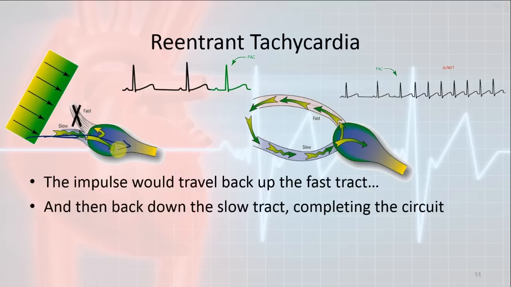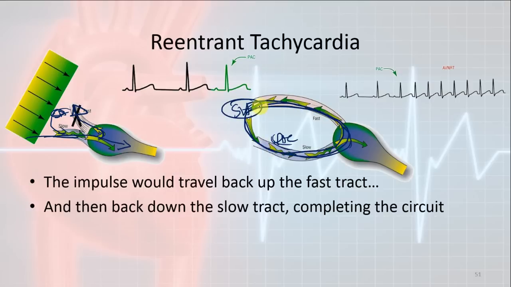It will depolarize the AV node, and then it will head back up the fast track. It will depolarize the SA node, and it will travel back down the slow track. So because of this PAC that occurred right here, that depolarized that slow track prematurely, the impulse will travel down through the AV node, and then back up, redepolarize the SA node, and then back down the slow track, back up the fast track.